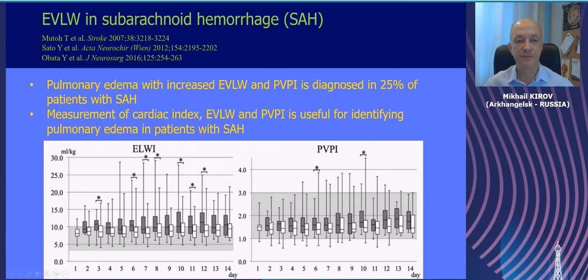In subarachnoid hemorrhage, we can observe pulmonary edema during fluid therapy, and as shown by Japanese authors, the measurement of cardiac index, lung water, and PVPI can be useful to identify pulmonary edema in these patients over time and manage the fluid management.